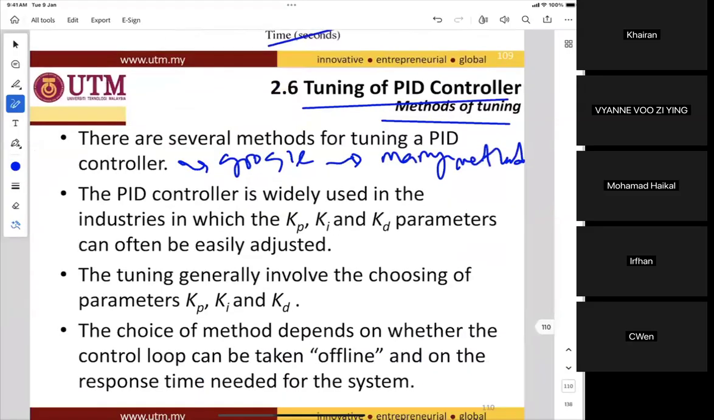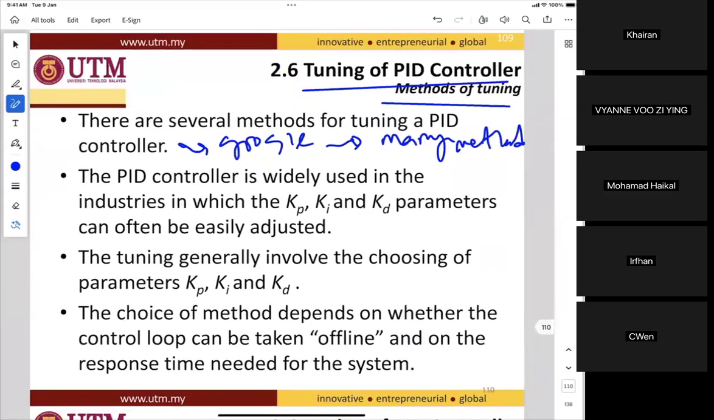The PID controller is widely used in industry, where Kp, Ki, and Kd are parameters that can be easily adjusted. If you are using hardware, of course, you use a potentiometer to set the Kp. So you have three potentiometers: one for Kp, one for Ki, and one for Kd.